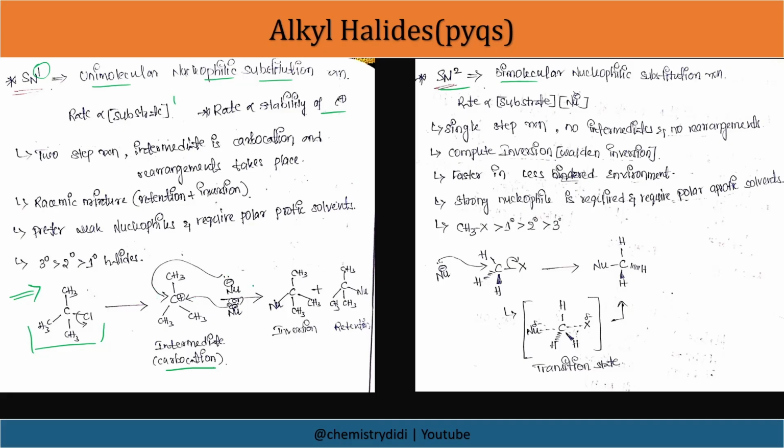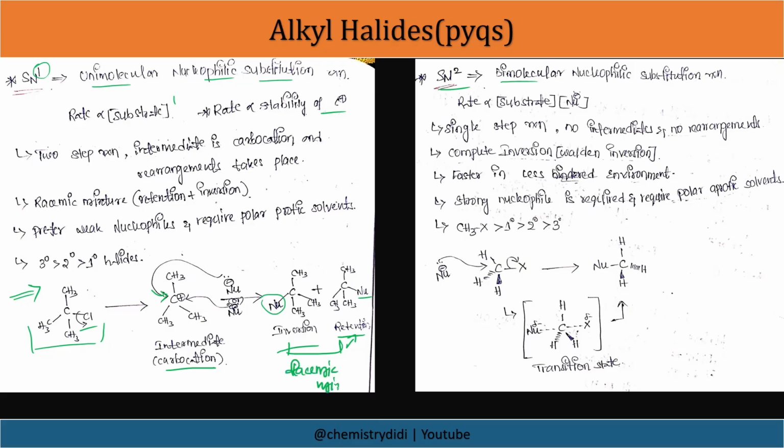So if nucleophilic attack takes place from the front, we will get the retention product. Why? Because this chlorine and the nucleophile are on the same side of this compound. So the configuration got retained, right? That's why it is a retention product. And if it attacks from the back side, then we'll get the inversion product, meaning the configuration got inverted. The chlorine is on the right side, but here the nucleophile is on the left side. That's why it is an inversion product. Overall, the mixture of this inversion and retention is called a racemic mixture.